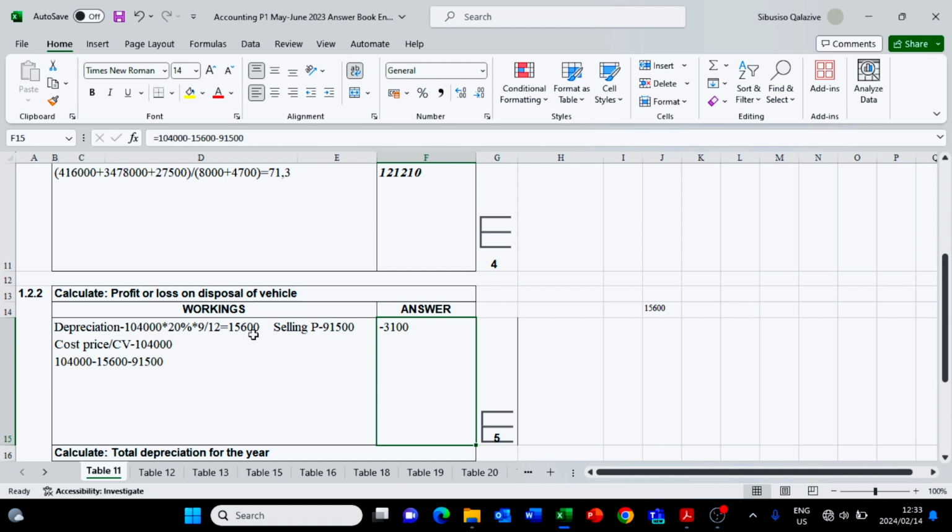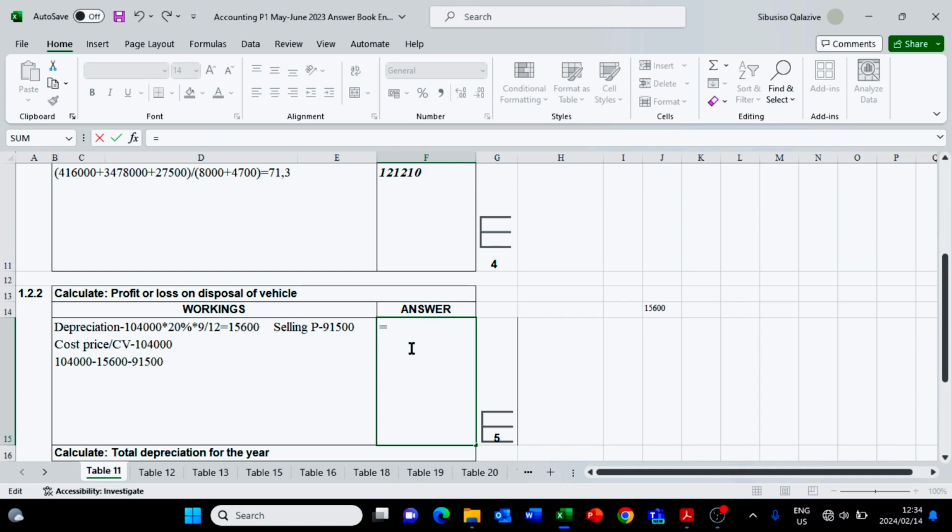15,600 plus 91,500 roughly, so I think it's 107,000. So 107,000 compared to this amount is more when both of these amounts are added together. So taking the credit side to the debit side, minusing it with the 104,000 is going to give you 3,100. So now this is the profit on sale of an asset.